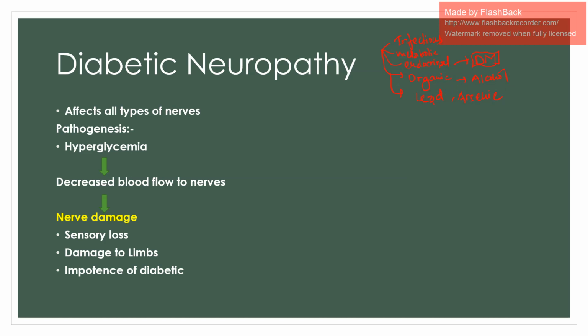So we are discussing one of them today, that is diabetic neuropathy, and it is one of the commonest causes of neuropathy, and even one of the commonest complications of diabetes is neuropathy. It affects all the types of the nerves, the peripheral nerves, the central nerves, all types of nerves.